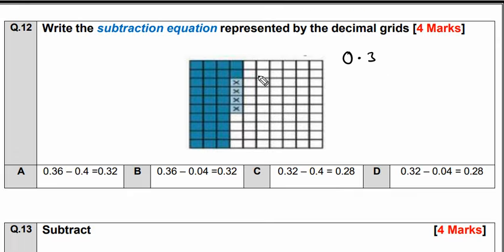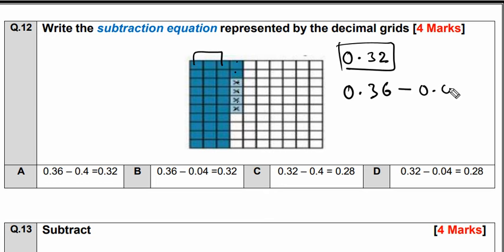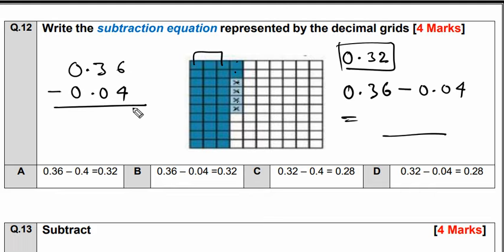Okay, so this answer is 0.3, because 0.3 and this is 2 places, 0.32. That is your answer. But how you got it? So the total was how much? 0.36. How many we removed? 1, 2, 3, 4. 0.04. So after solving this, we got our answer. And if you don't know how to solve this, again write this way: 0.36 minus 0.04. Now solve this, you will get your answer.